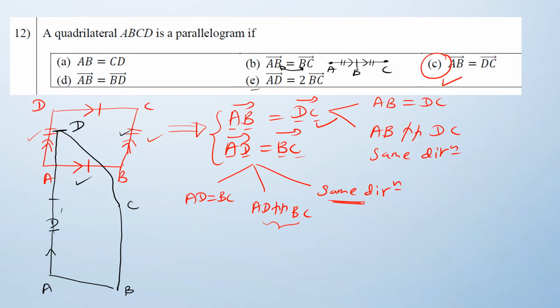What about D? AB vector equals BD vector. AB vector and BD vector. AB a side, BD a diagonal. But the case is the opposite sides should be equal. The vectors which are along the opposite sides should be equal. So D is also not the case. So the answer is only C.